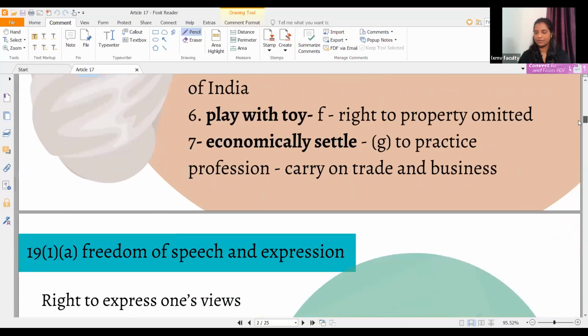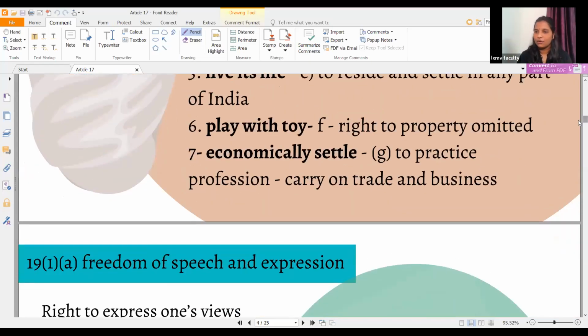So we have done all this. We are talking about how to remember all the freedoms, 6 freedoms, which are given under Article 19. Now let's see about each and every article.